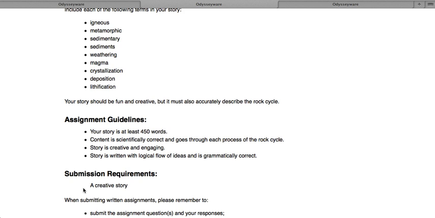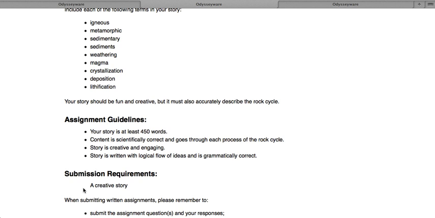Okay, so the content should be scientifically correct, creative and engaging, and written with a logical flow of ideas. So those are some of the guidelines. Just to reiterate, creativity is going to be key, number one. Okay, proper terminology. I want to make sure that you have proper terminology in this story. For example, magma versus lava, or intrusive versus extrusive. Those are just some examples of terminology that you need to make sure that you're covering in the story, and that you can accurately explain the difference.